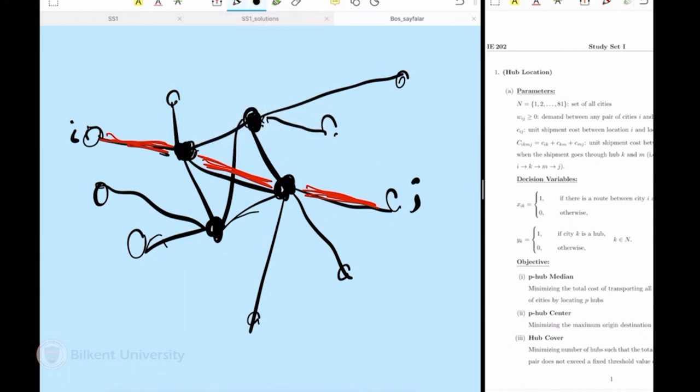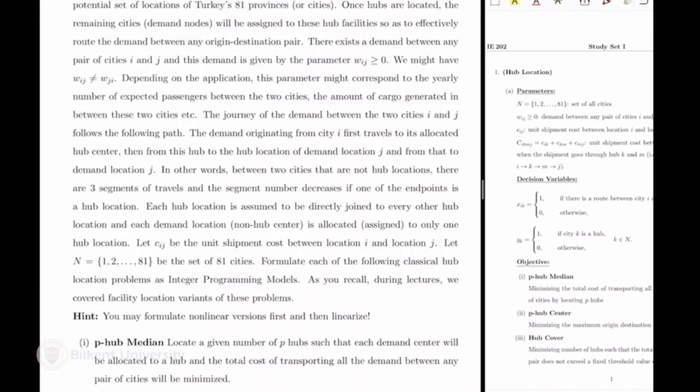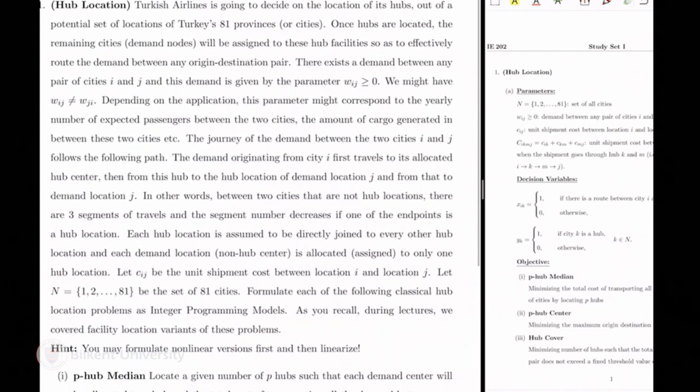So the question is giving us the demand between any pair of cities I and J with Wij, which is a non-negative value. And it's specifying that the demand going from I to J is not necessarily equal to the demand going from J to I, which makes sense. I mean, just consider transportation of passengers with Turkish Airlines: the number going from Ankara to Istanbul is not necessarily equal to the number of people going from Istanbul to Ankara.